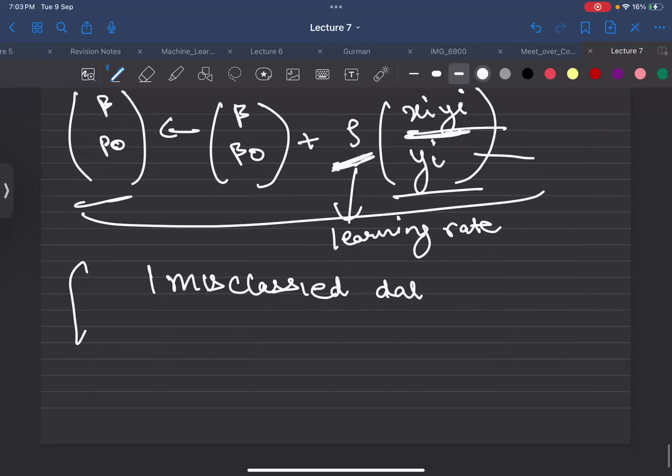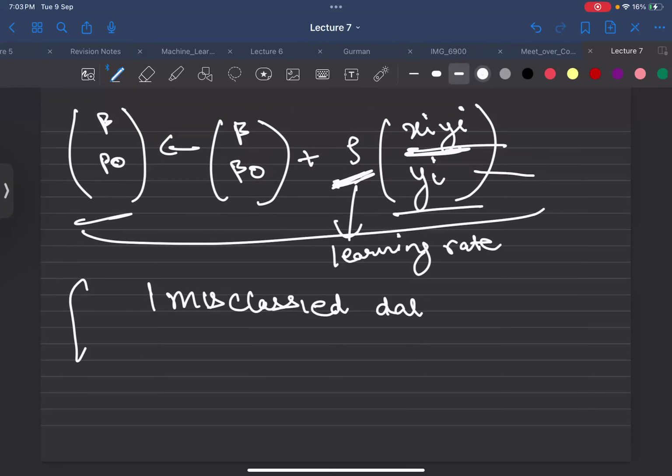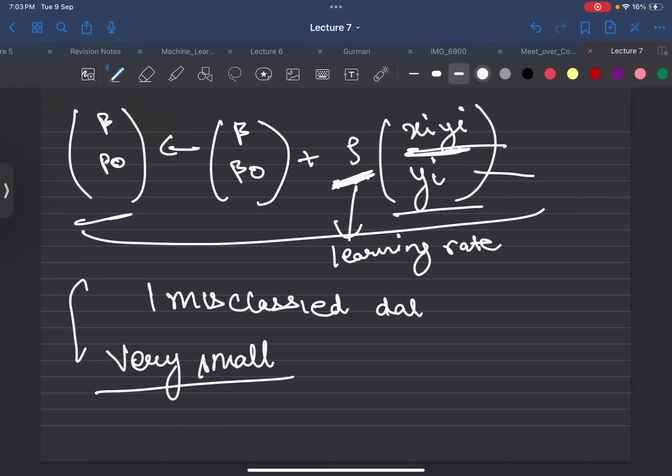Now, the learning rate: how am I moving it? I have to move it downhill, I have to decrease the error, I have to correct the misclassified points. The learning rate is basically the size of the steps I'm taking. Usually we take it very small. Why should the steps be very small? Come on, these are the steps, the learning rate.